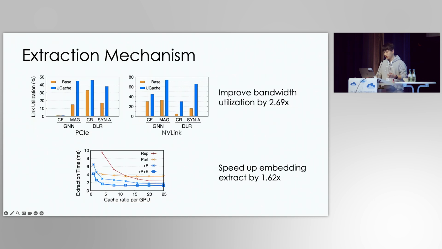UGACHE also adapts to various platforms and achieves considerable performance. Our factored extraction mechanism can improve the utilization of the bandwidth of fast interconnects between GPUs and even PCIe. On the basis of applying the cache policy of UGACHE, this mechanism alone improves the performance by 1.6 times on average.